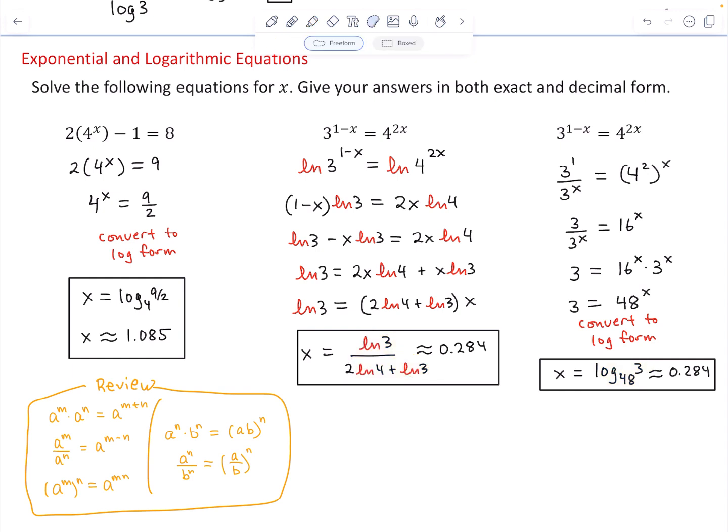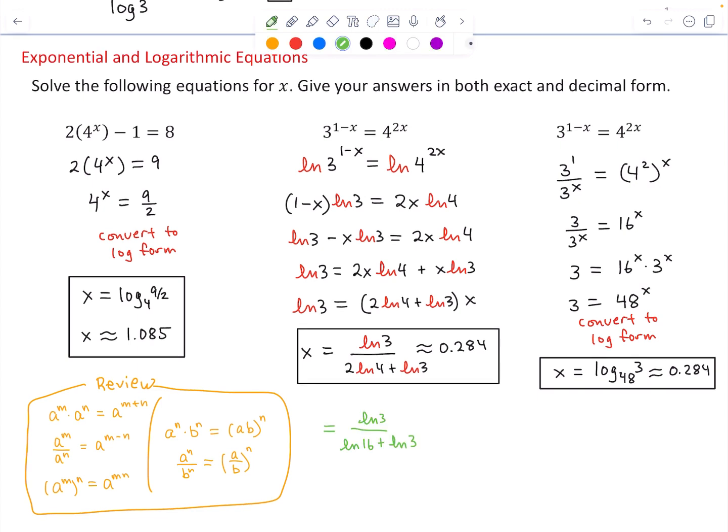I'm going to use property 8 and bring that up as a power on that 4. And 4 squared is 16, so we get this expression. Now I'm going to use property 6 on these two natural logs being added together and multiply the arguments. And 16 times 3 is 48. And I'm going to use property 9 backwards because I have a natural log divided by a natural log, so I can write this as a new log with base 48 and argument 3. And thus we see that the two answers are in fact the same.